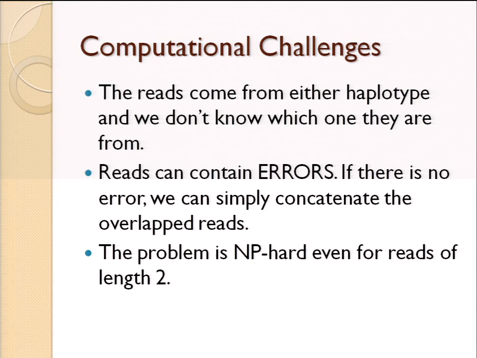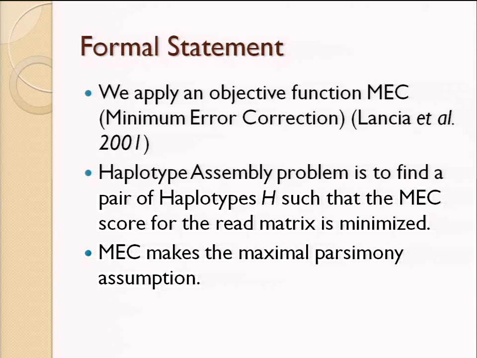The problem is that the reads from either haplotype all contain errors. Without errors, we could simply compute all the reads and solve it accurately. The errors actually screw up everything. They make the problem hard. Next, we formulate the objective function, which is the minimum number of corrections in the matrix such that the resulting matrix admits a perfect pair of haplotypes. I will detail MEC in the next slide.